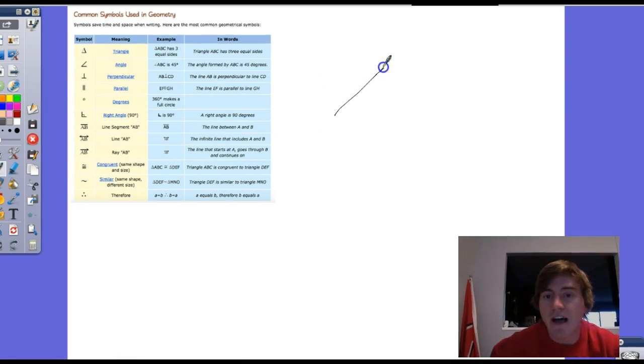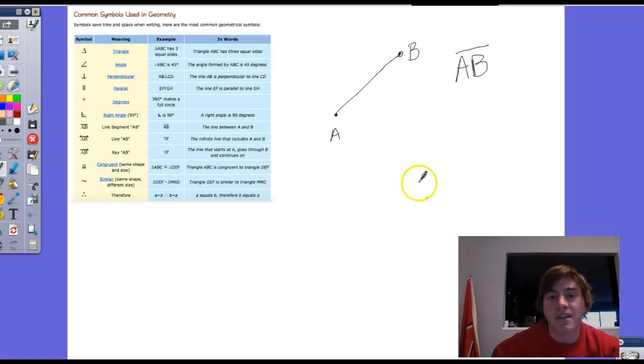So if I have any line and it has points A and B, any points, it doesn't really have to be vertices. If I want to talk about this line segment, a line segment is one that just goes for a little bit and stops on both sides. If I want to talk about line segment AB, I'm going to put A to B and just put a line segment over top of it. Easy as that. This means it's the line segment AB.